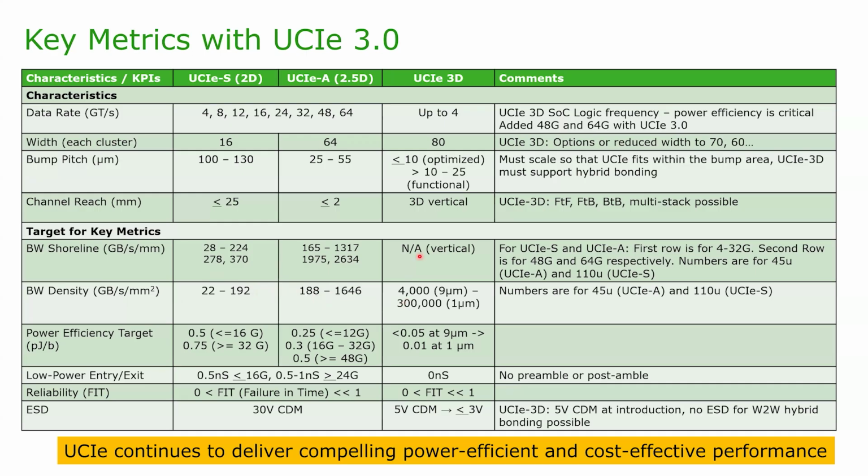You will notice that for UCIe 3D, the source line bandwidth density is NA. Now, we don't consume any source line. So instead of saying, hey, you divide a number by 0 and you get infinite, we just say NA. Now, the impressive number here is the bandwidth density, which is the area.